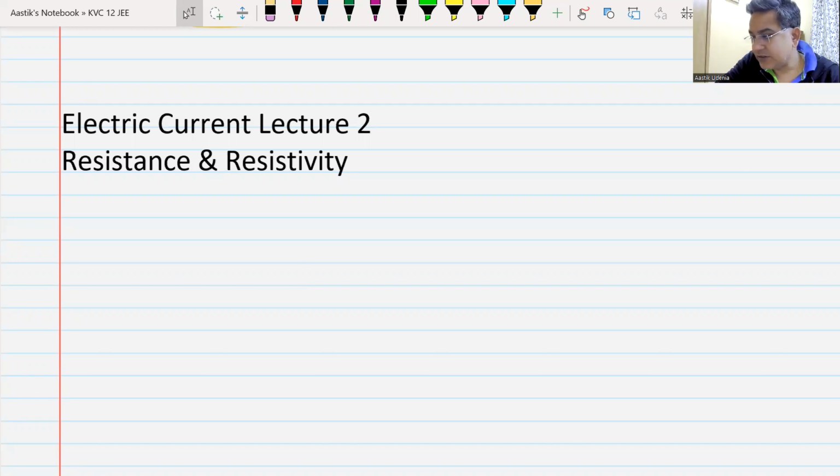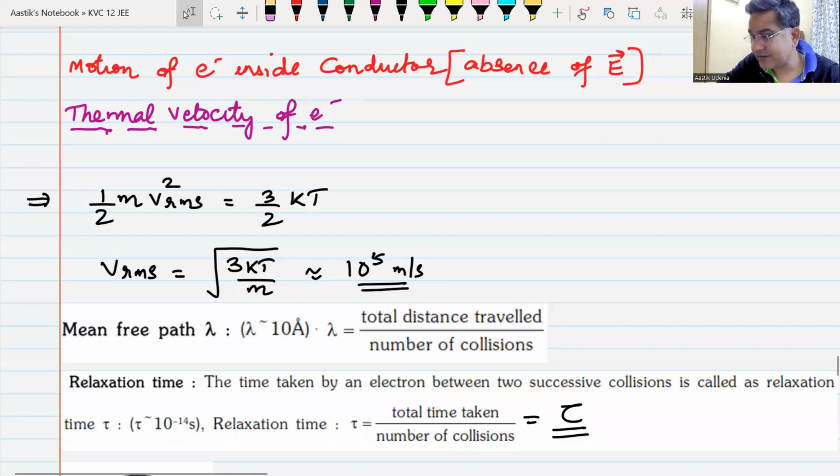This is lecture number 2 in electric current. In the previous class we had seen what happens when a conductor is not connected to a battery. Because of random motion, the electrons do have some velocity, which can be called the thermal velocity or the RMS velocity. But no current is constituted, because whatever number of electrons go in one particular direction, an equal number of electrons will move in the opposite direction, so the net current is zero.